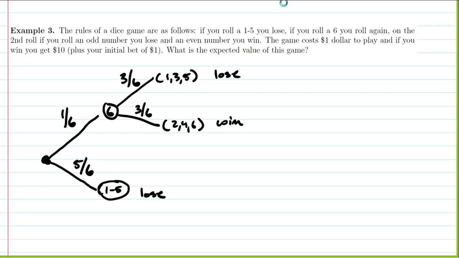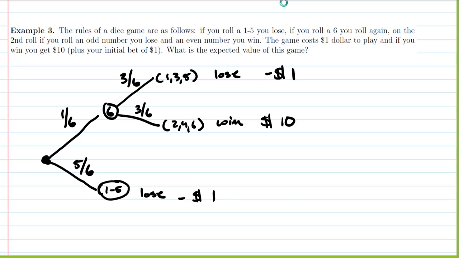So if we lose, our outcome is we get negative $1, right? If we win, what's our outcome? We gain $10, so we get positive $10. And down here, we lose, we get negative $1.